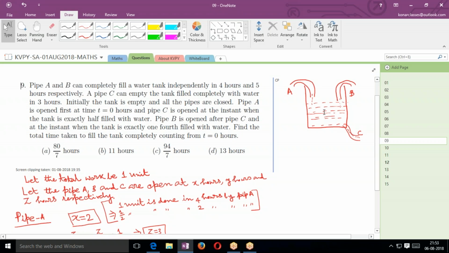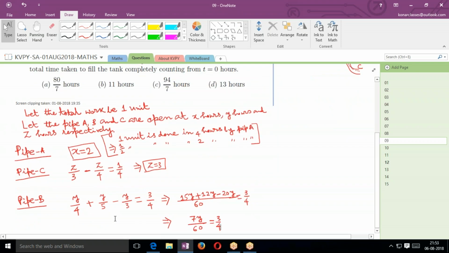So now the tank is 1/4 filled. At that moment, pipe B is opened. So now what is the task remaining? The task remaining is that 3 by 4 is to be filled with water. 1 by 4 is already filled. Now let's see how that 3 by 4 is contributed by different pipes.